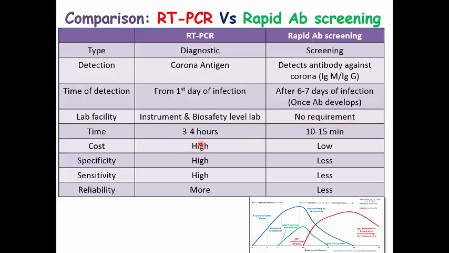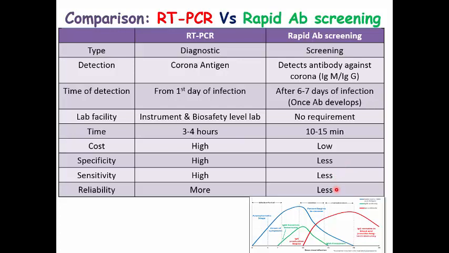The cost of RT-PCR is very high. The test kit is costly. Along with that, it requires the instrument and the laboratory facility. That's why the per test cost is very high in RT-PCR. For rapid screening, it is somewhat low. RT-PCR is highly specific, highly sensitive, and it is the most reliable method for the detection of coronavirus, whereas rapid antibody screening is less specific, sensitive and reliable compared to RT-PCR.